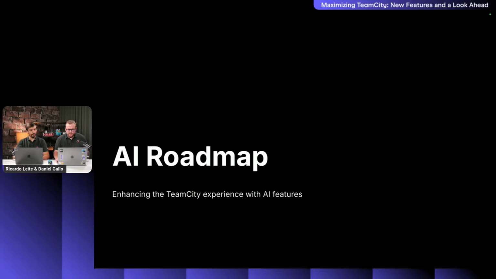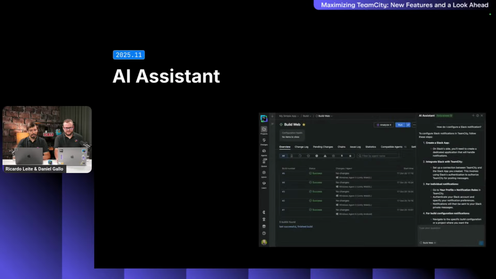Now onto the AI roadmap, which Ricardo is going to run through. Yeah, thanks, Daniel. Super excited about the roadmap for AI. Imagine having a TeamCity expert available 24/7 to answer your questions instantly. That's what we want with the AI Assistant. So what this will do is provide instant expert guidance, so you can ask TeamCity anything from basic configuration to complex troubleshooting. The AI Assistant provides real-time answers on how to set up builds, configure agents, manage dependencies, or even automate workflows.